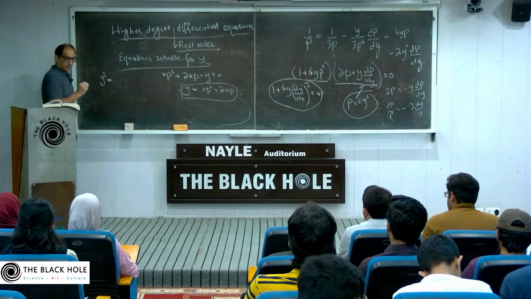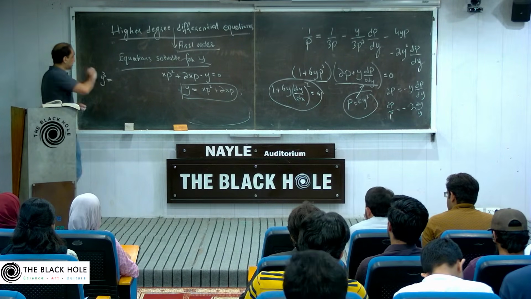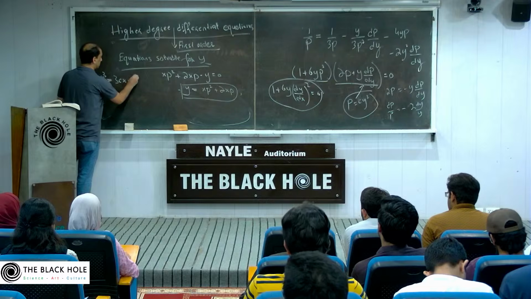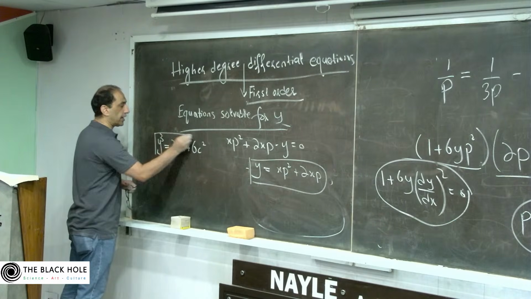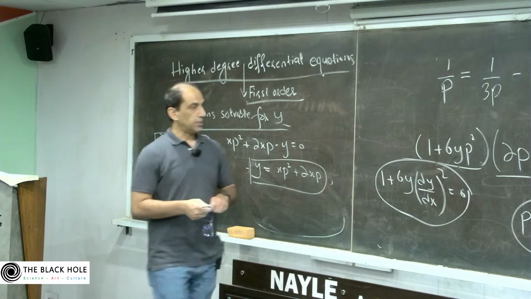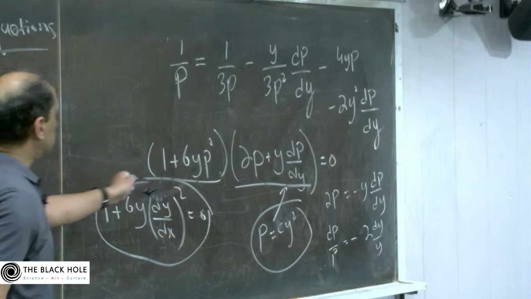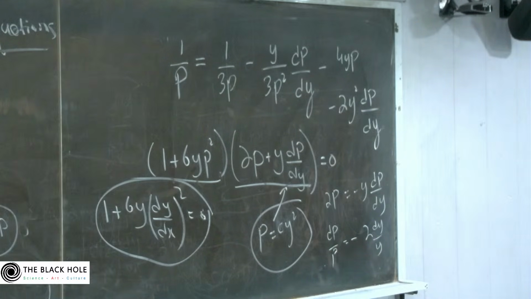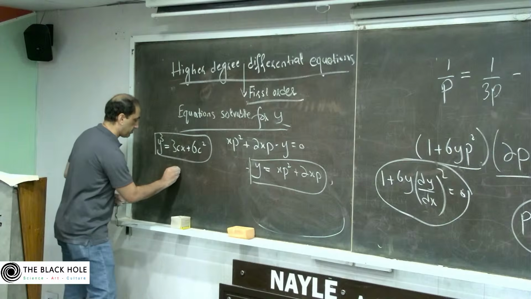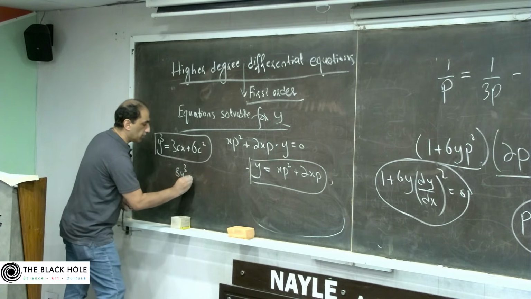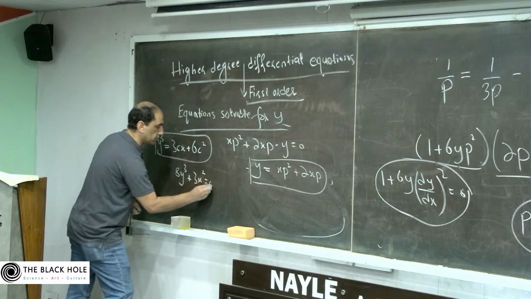y cubed is equal to 3cx plus 6c squared is what you get when you substitute this into the original differential equation. And when you put this differential equation in the original equation, you get 8y cubed plus 3x squared is equal to 0.